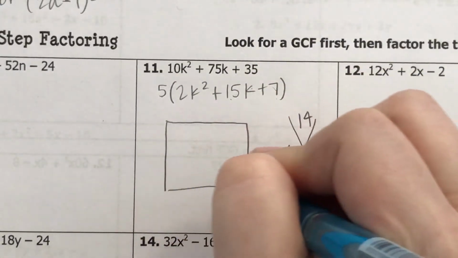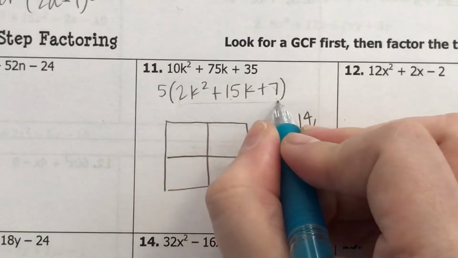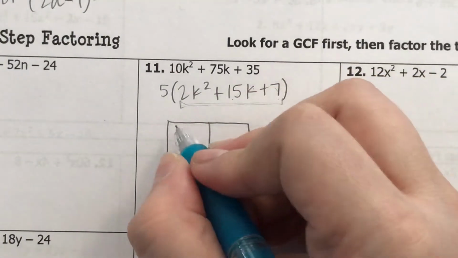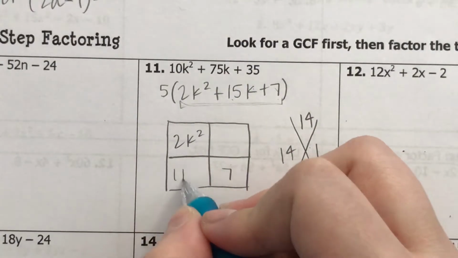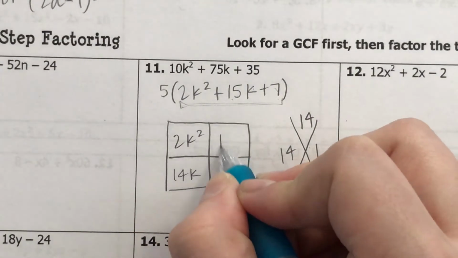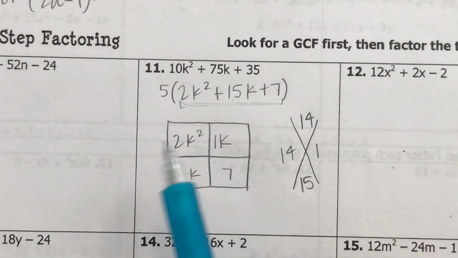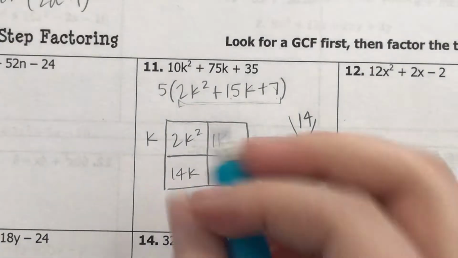All right, little box. We put our new trinomial here, this guy, not this guy, the new one that we have. So 2k squared, 7, 14k, and k, 1k. Okay, so these two only have a k in common, so that's nice. These ones look like I can take 7 out of both.